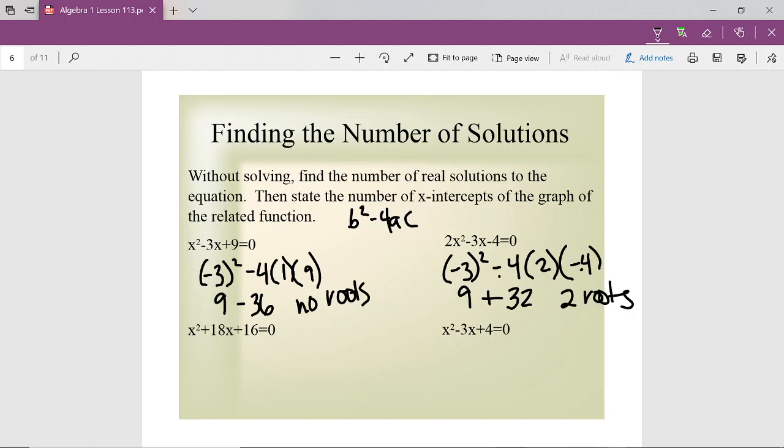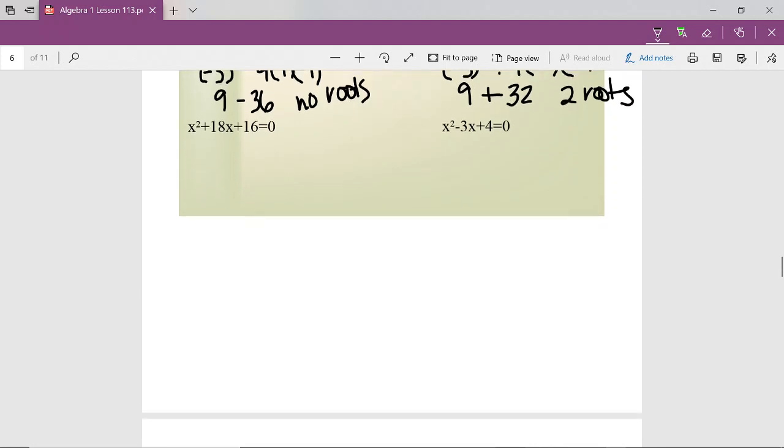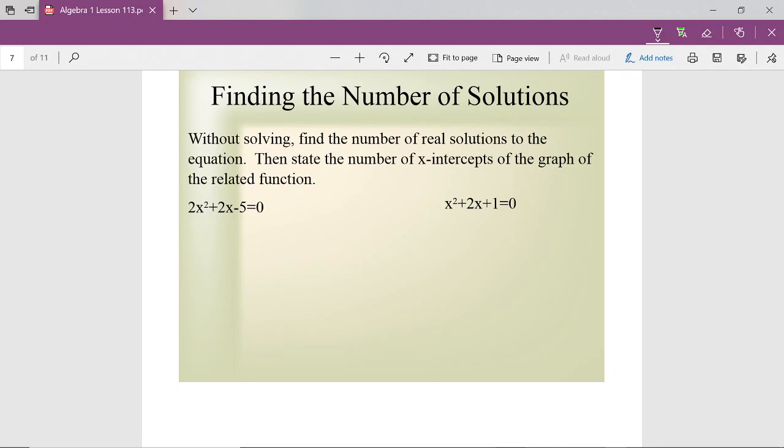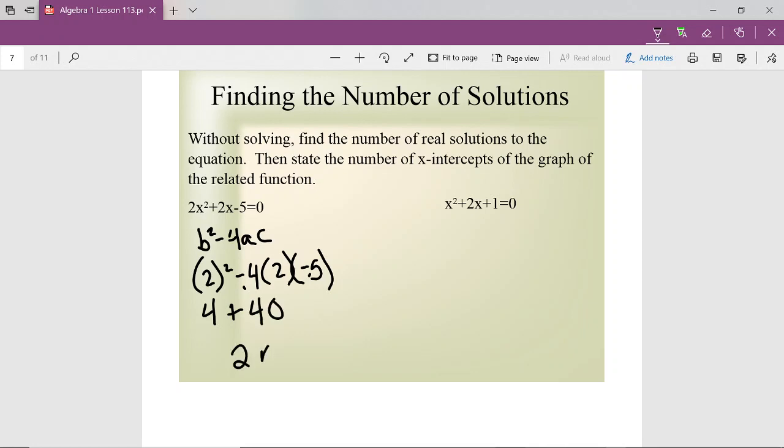Okay, you can go ahead and try the other two for yourself to figure out how many different solutions you have, and you can always graph these quadratics to prove if you're right or not with the different roots. Okay, I'll just do one of these. I'll do this first one. So b squared minus 4ac. I have 2 squared minus 4 times 2 times negative 5. So I get 4, and then we have a negative negative, so that's plus a 40. So we're going to get 2 roots.